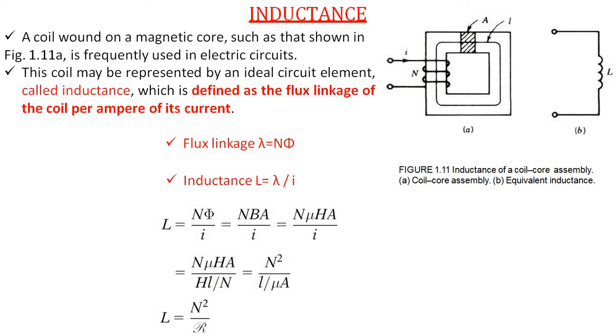N means number of turns, phi means flux, I means current. Here phi is equal to B into A. Flux is equal to flux density into area. It will be simplified in this equation, and L is equal to N squared divided by R.